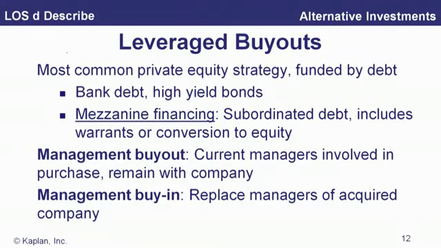Leveraged buyouts. Okay, bank debt or high-yield bonds are the two main sources of leverage of the funds to do these leveraged buyouts. When we talk about mezzanine financing, we're talking about subordinated debt that includes some warrants or conversions to equity. Now, we'll call it a management buyout if the current managers are involved in this and they're going to stay in place, remain with the company.